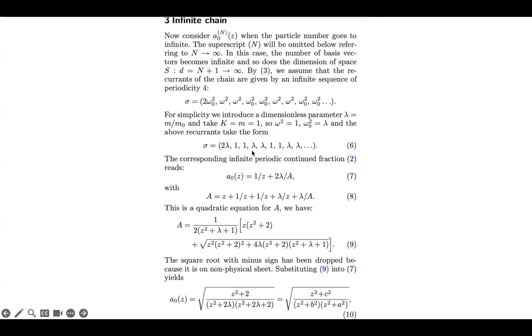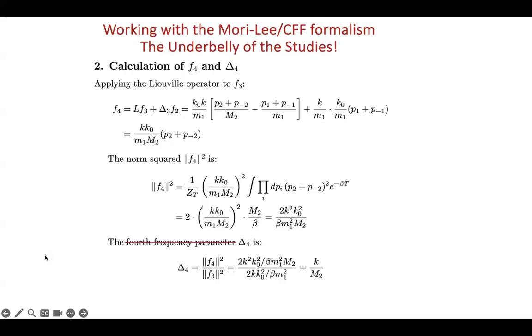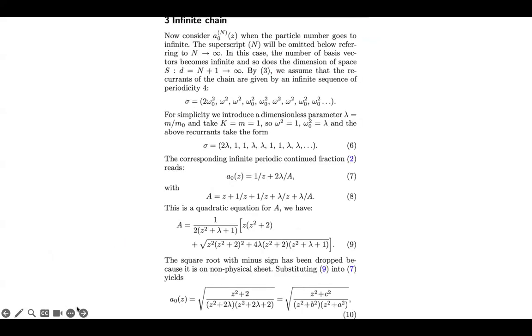In this case, because there are alternating masses, instead of 2 lambda all the way to 1, you have sets of 2 lambdas popping up alternately, 1, 1, lambda, lambda, 1, 1, lambda, lambda, goes on to infinity. And again, the continued fraction is summable, and you get this structure. And as I pointed out last time, the structure is a complicated structure. This is the point.